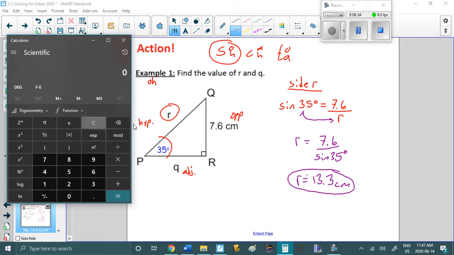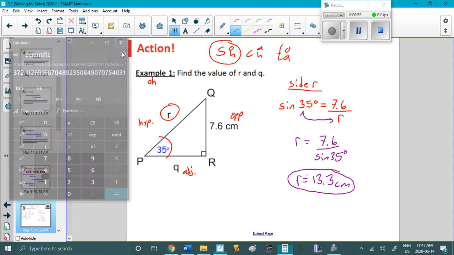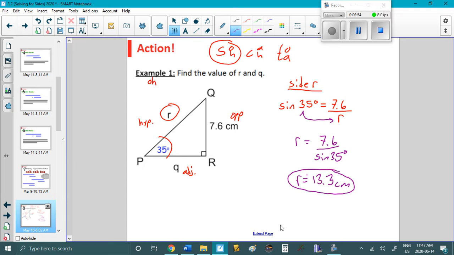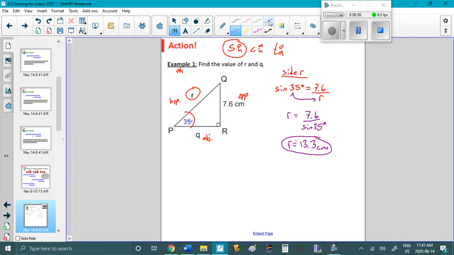Let me show you the calculation again. From here, 7.6 divided by sine 35, but I do 35 sine. And then I hit equals, and I get my answer. Now be careful, because if I keep hitting equals, it's going to keep doing stuff, and it's going to get really crazy. So use your calculator until you get 13.3 to make sure that you understand how to do it.